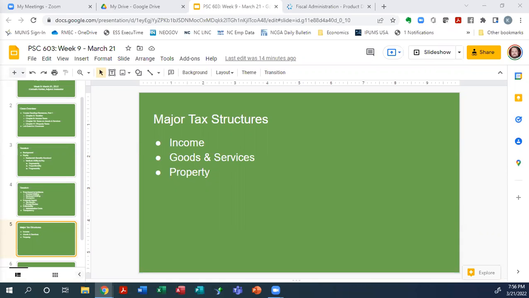Okay, are there any questions with respect to Chapter 11 on property taxes? Any further questions?